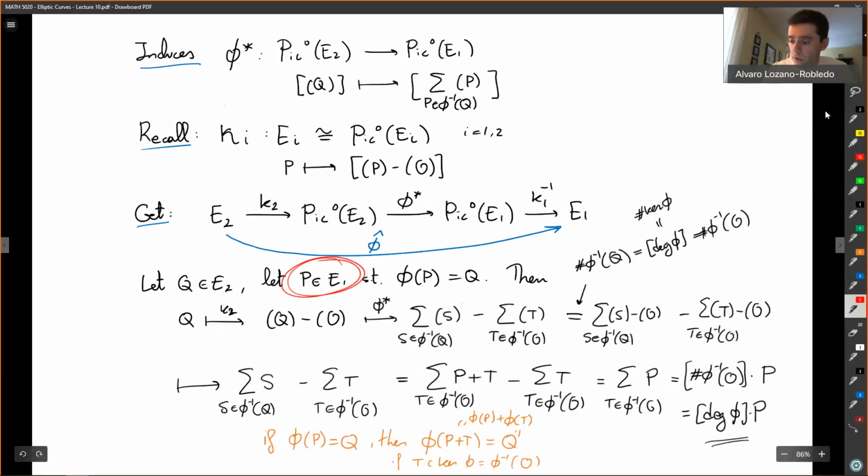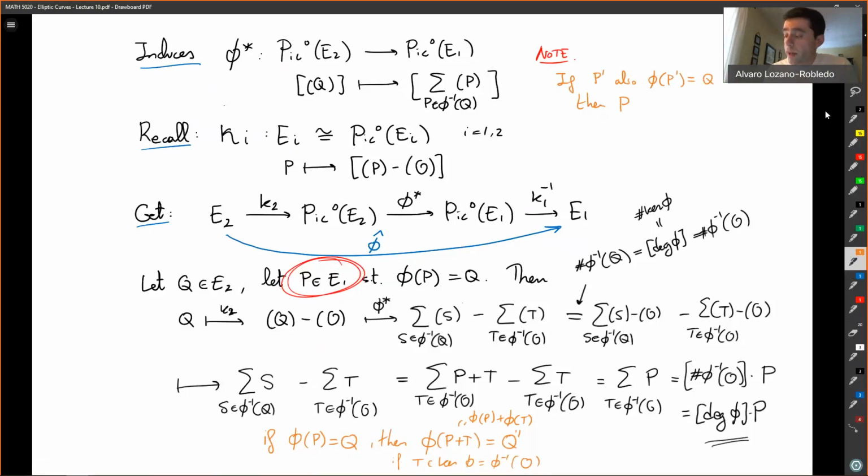So note that if P prime is also a preimage of Q, then P and P prime differ by a point that goes to O. So P prime is P plus T with phi of T equals O, right? And therefore, what happens if I multiply by degree of phi times P? The same construction would tell me that the map sends Q to degree phi of P. So how much is degree phi of P prime?